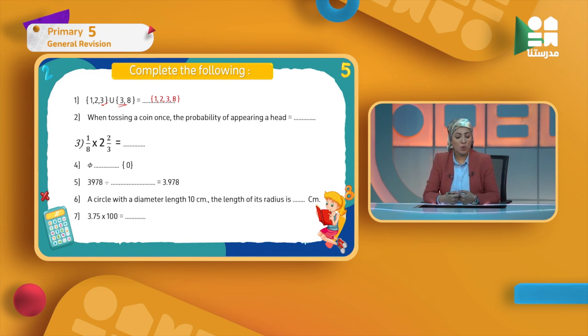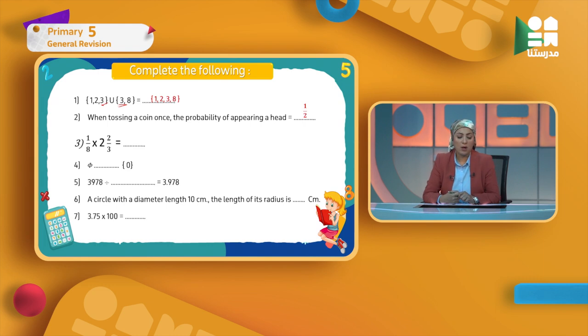The second question, when tossing a coin once, the probability of appearing a head. The coin has head and tail. So when I toss the coin once, the probability of appearing a head is half, or 1/2, because I have one head out of 2 options. Either a head appears or a tail appears, so it's 1/2.